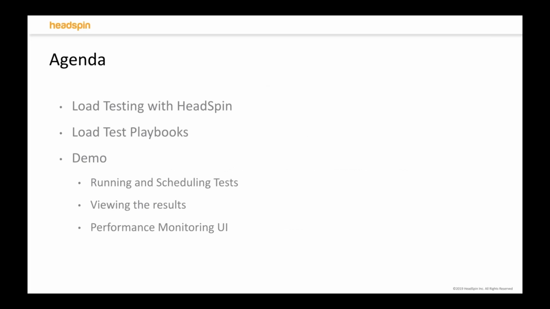So we're going to talk quickly about load testing with HeadSpin, what we support and offer. We're going to talk about playbooks, which are the main, the dominant aspect of load testing. Basically, playbooks are the script, or a set of scripts, if you will, that run on the different targets and simulate the load. And then we're going to have a demo to show how this all plays together. We can schedule tests, we'll demo running a test, and we'll demo how this integrates a little bit with the performance monitoring UI as well.